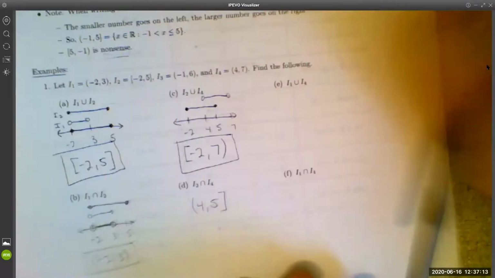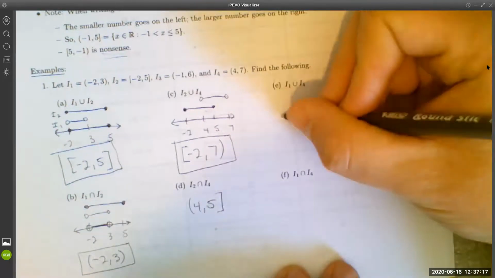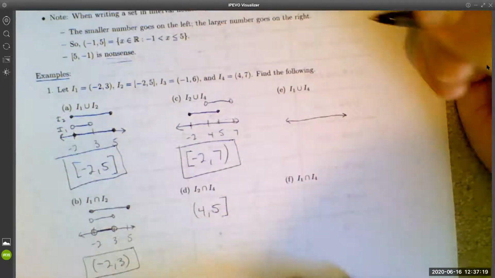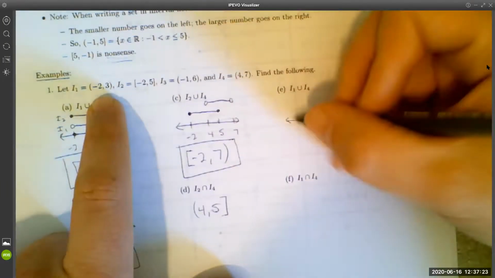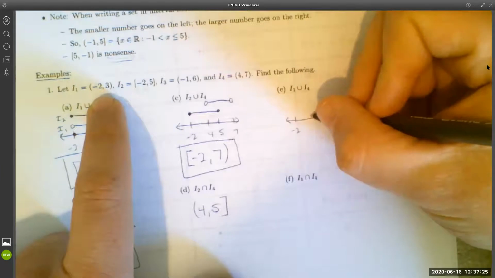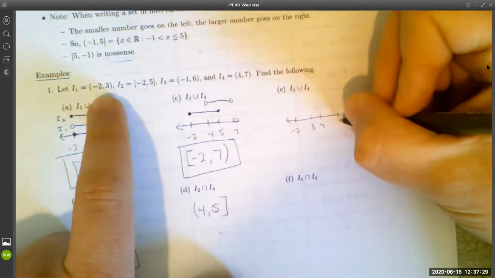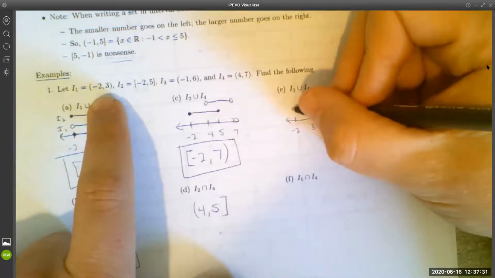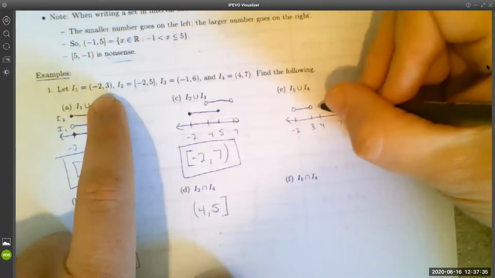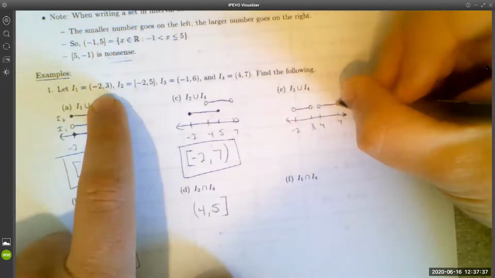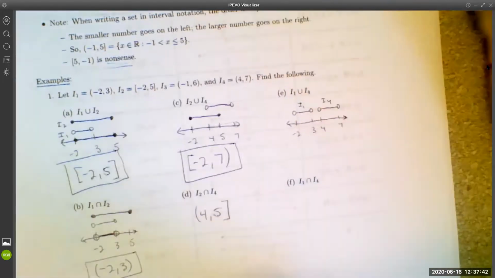Okay, I1 and I4. Let's draw a picture. So I1 goes from -2 to 3, and I4 goes from 4 to 7. So I'm going to have -2, 3, 4, and 7. Here's I1, and here's I4. This one is I1, this one is I4.